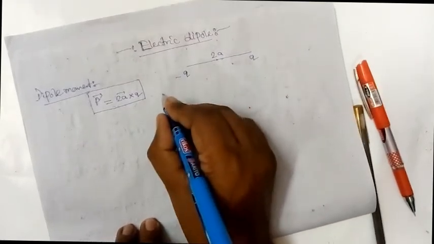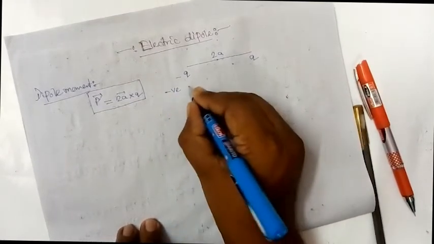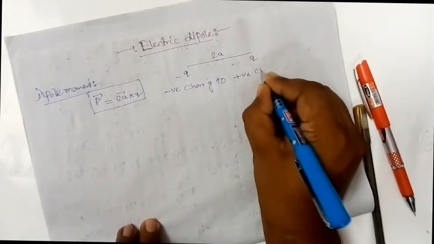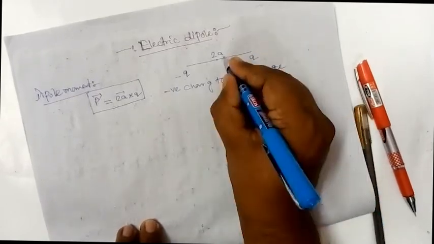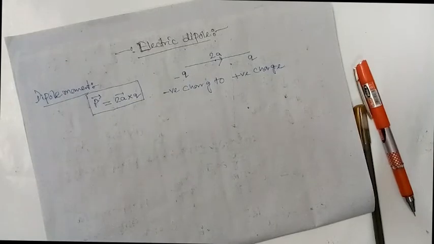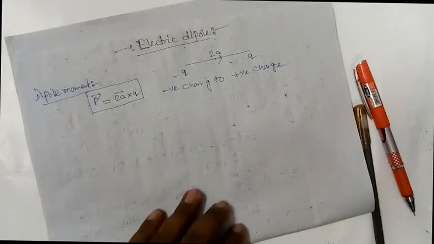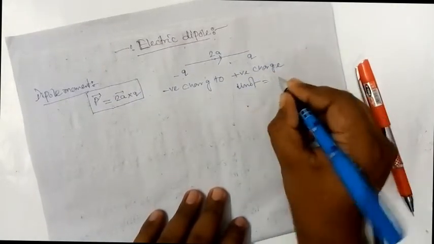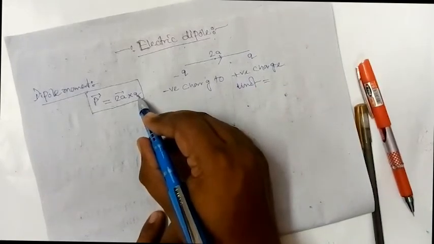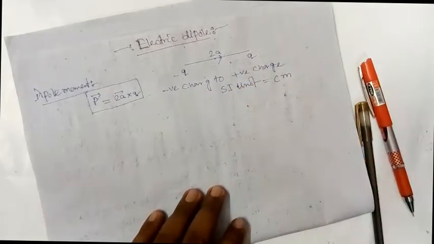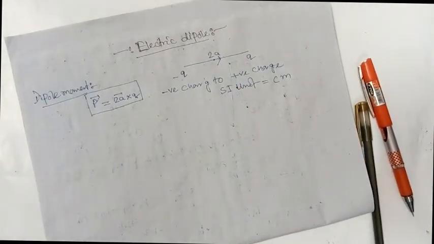What will be the direction? The direction should be from negative charge to positive charge. That is the direction of the dipole moment. Now, what is the unit of dipole moment? By the equation, we can say that the unit should be Coulomb for charge and meter for distance. So the SI unit is Coulomb meter. That is your dipole moment.